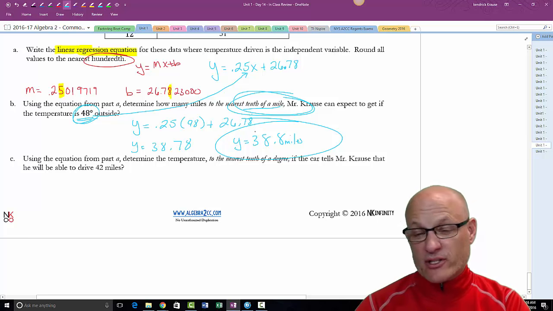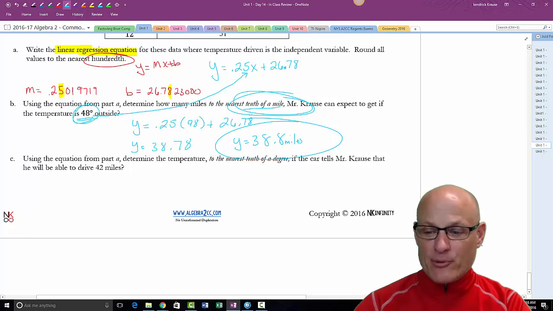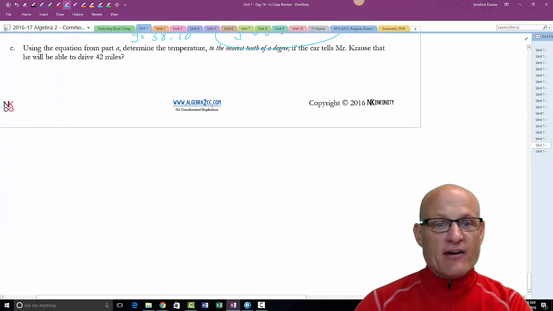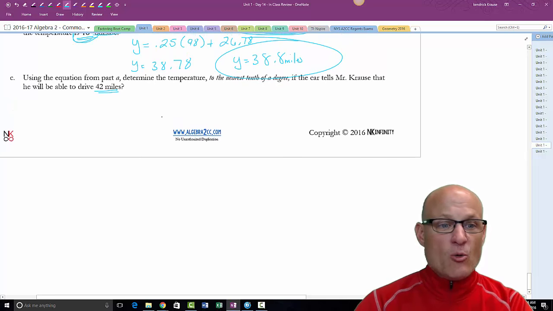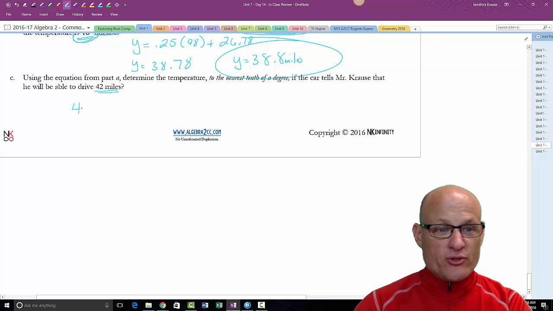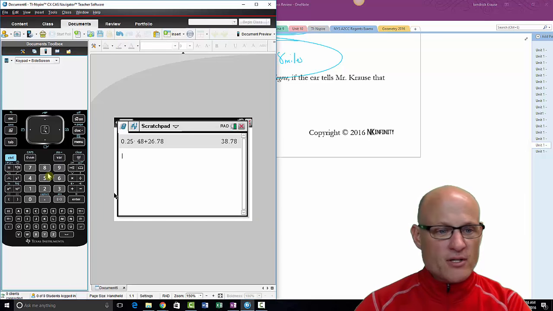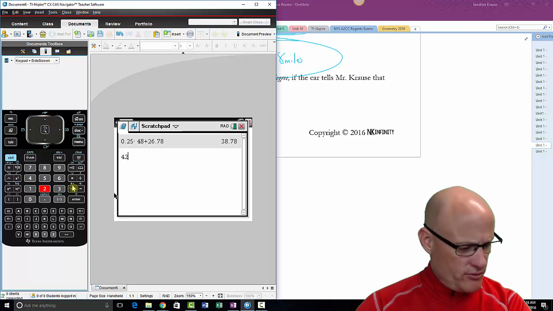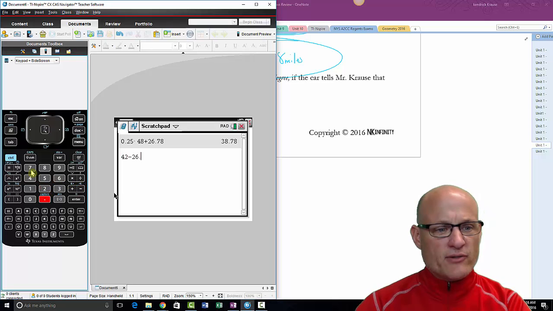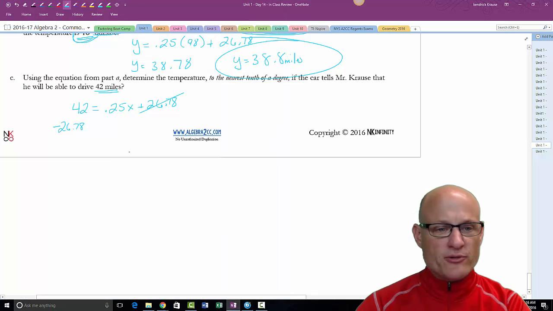Now, the next question is a little bit different. The next question says, what is the temperature going to be if I can only drive 42 miles? So y is the miles. I'm going to plug 42 in for y this time, and I know it's got to be 0.25 times x, which is the temperature, plus 26.78. So I'll subtract 26.78. I take 42 and subtract 26.78, enter. So I get 15.22.